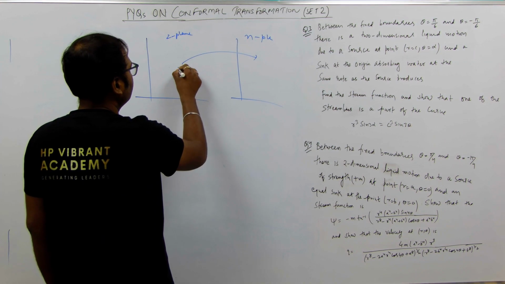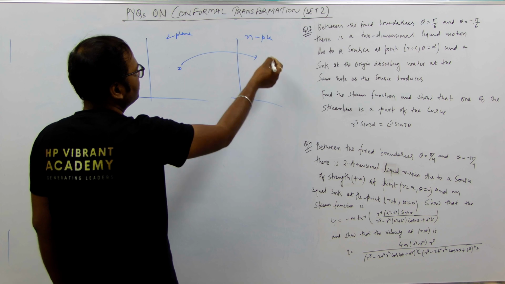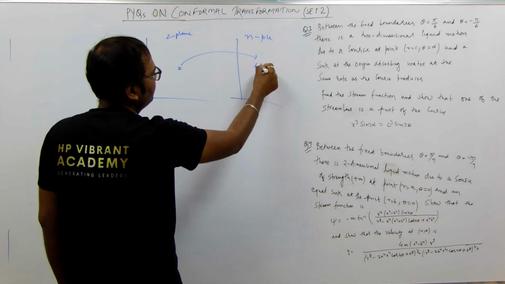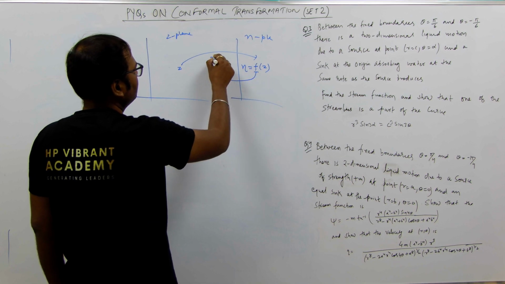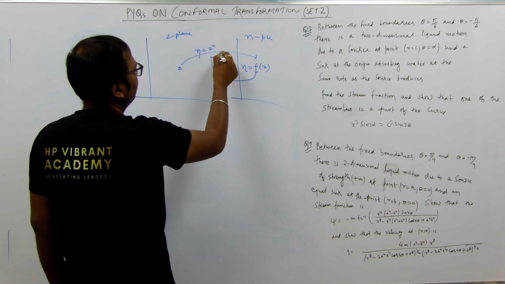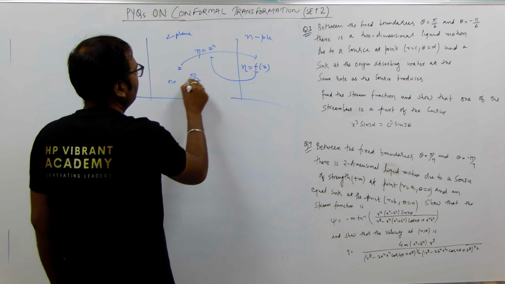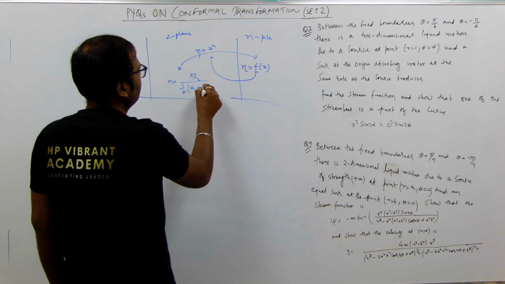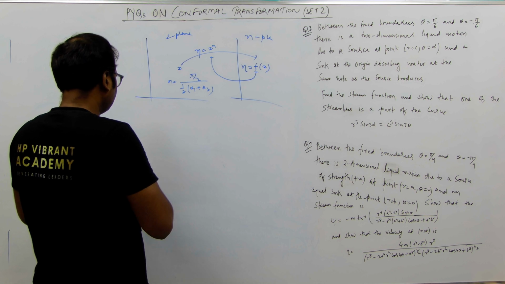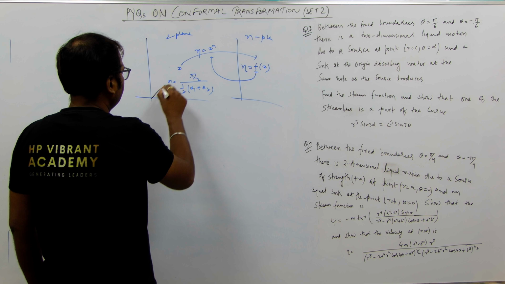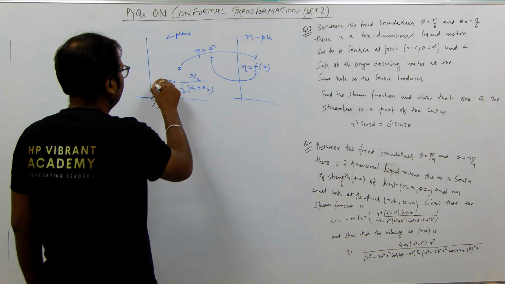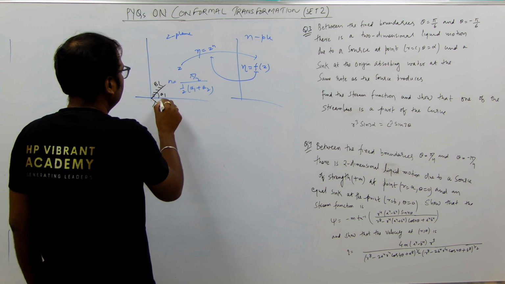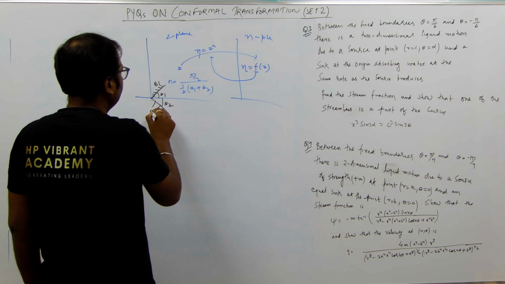Suppose there is a point z in the z plane, so its image will be f of z. This f of z is basically neta. This function is governed by the expression neta is equal to z to the power n, where n is given by pi by 2 upon half of the angle between the boundaries, theta 1 plus theta 2. And what are theta 1 and theta 2? Theta 1 is the angle of inclination of boundary 1 with the horizontal, and theta 2 is the angle of inclination of boundary 2 with the horizontal.